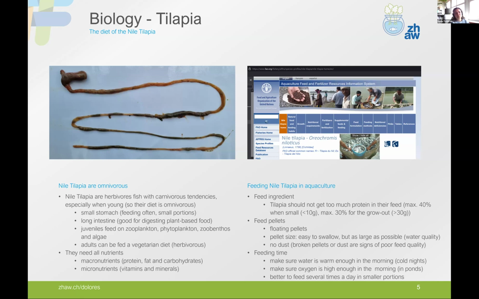Because the tilapia is a warm water species, they also like warm water. So in the morning, sometimes they are not that hungry yet if the water is still cold from the night. So wait a bit till they are hungry in the morning if you're feeding them. Same if you have a pond, in the morning sometimes oxygen is a bit low because the algae did not produce any oxygen during the night. So wait till they have enough oxygen to feed properly. And because they have a small stomach, they are herbivorous, it's a bit better to feed them several times a day if possible.